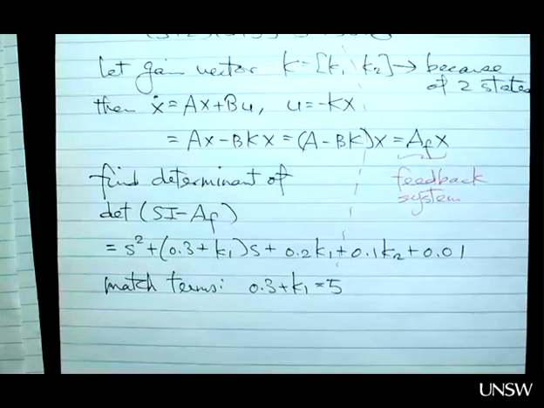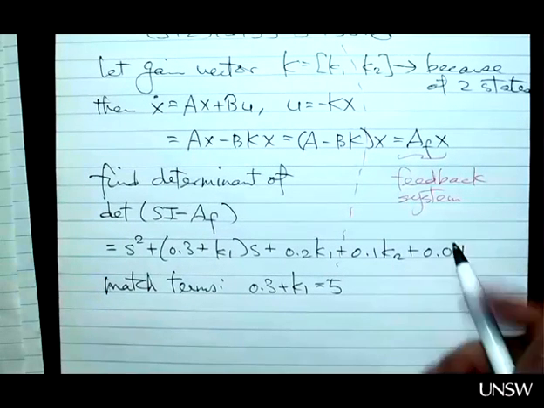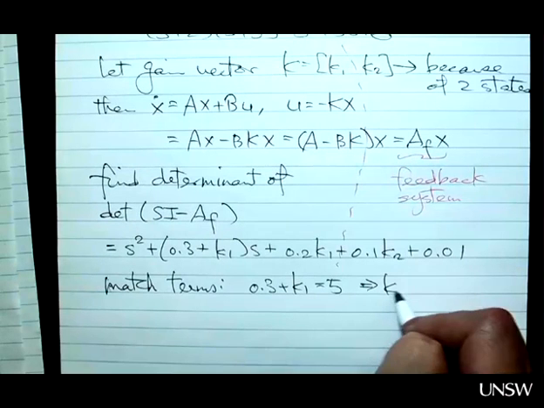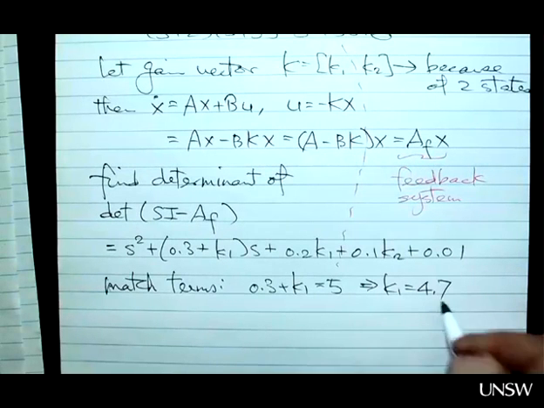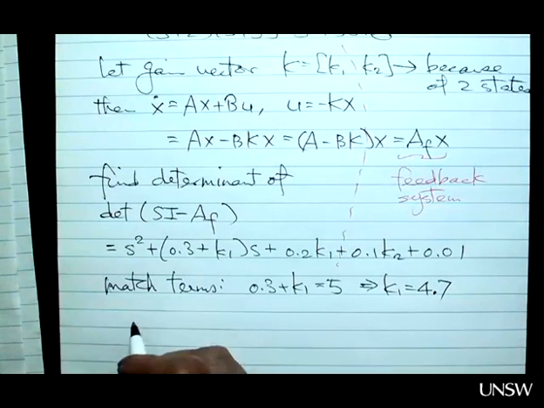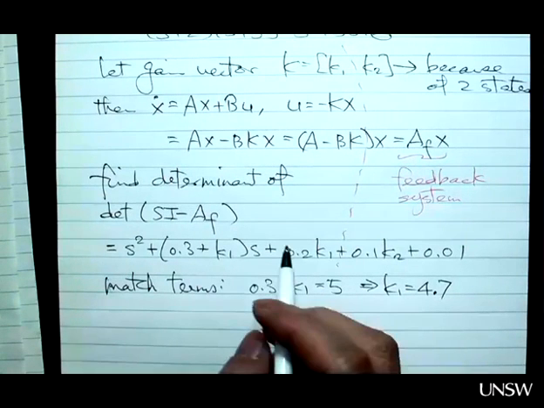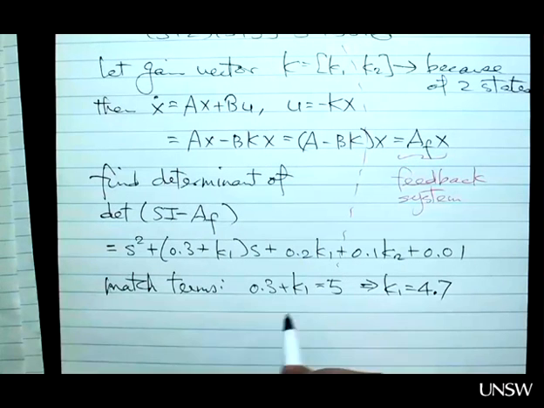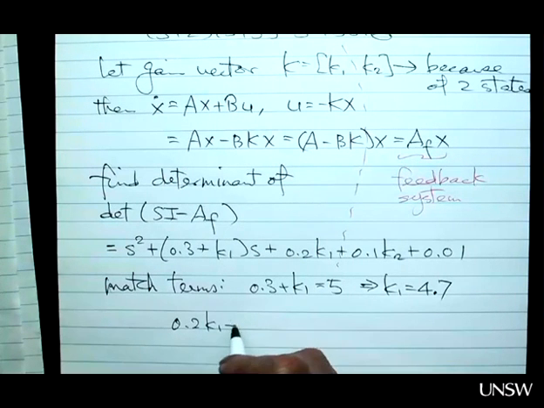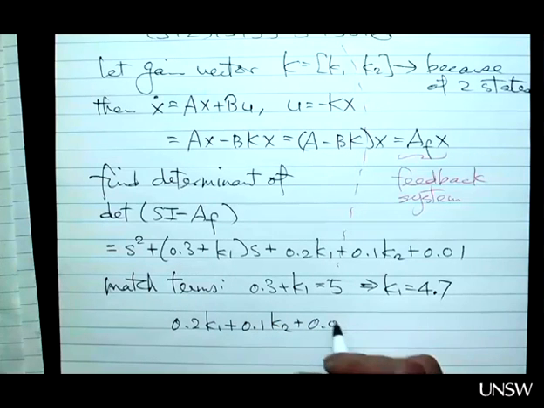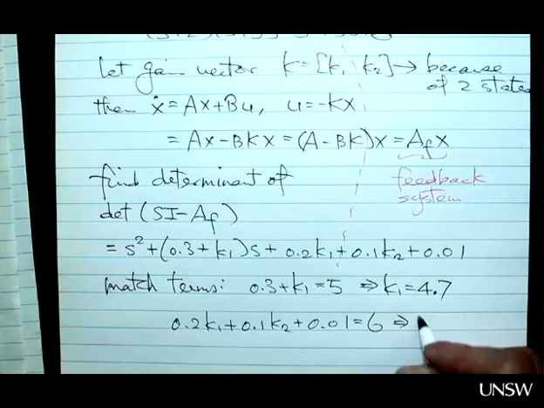So we have K1 equals 4.7. Then match terms again: 0.2 K1 plus 0.1 K2 plus 0.01 equals 6. And then it gives us K2 equals 50.5.